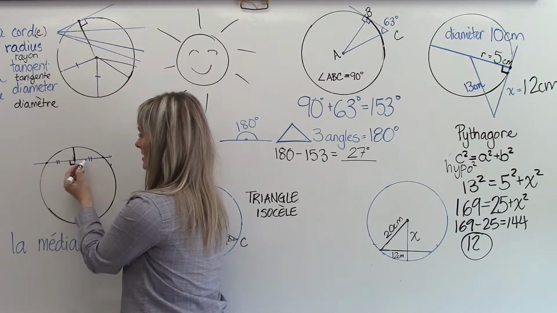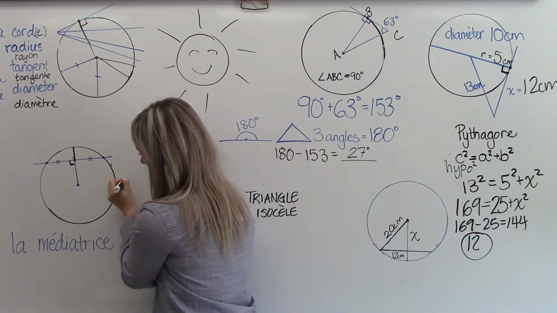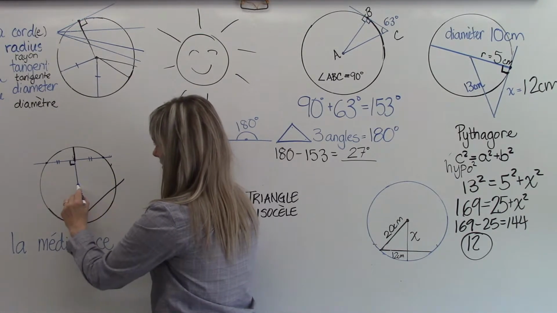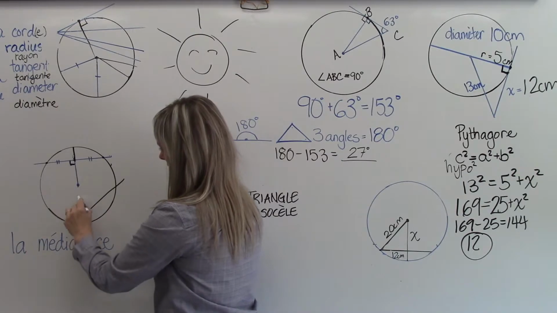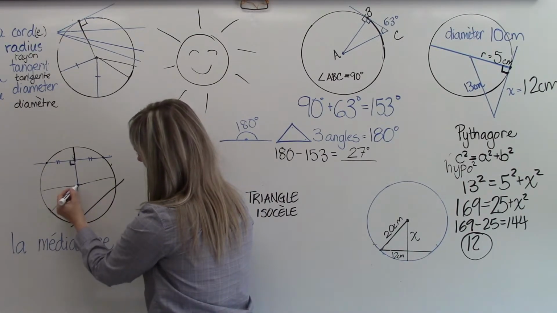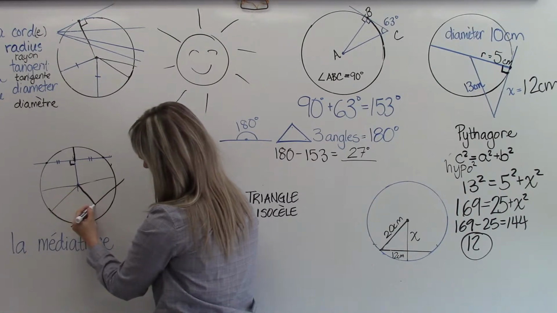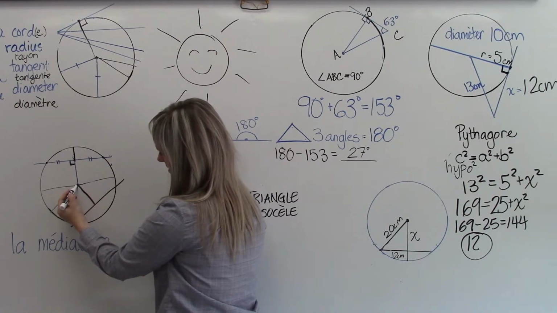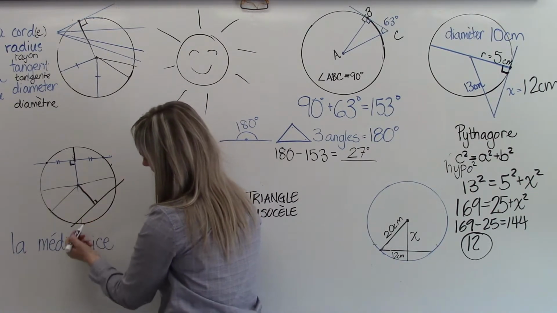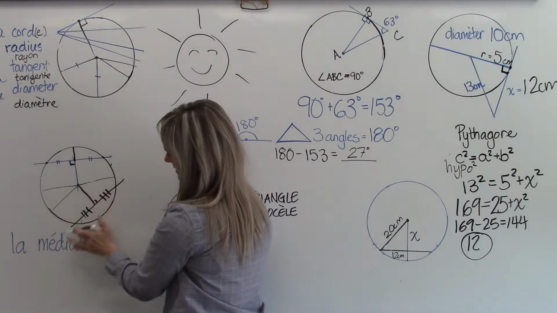Because we know this side and this side are the same, this goes straight down the middle, but here's the trick. If you have a chord, you draw it, you can't just put the radius anywhere. But in order to make this work, you have to draw it at a 90-degree angle to your chord. So you can see I went from the center to my chord and formed a 90-degree angle. When I do that, this side and this side will be the same. It will be the exact same length.